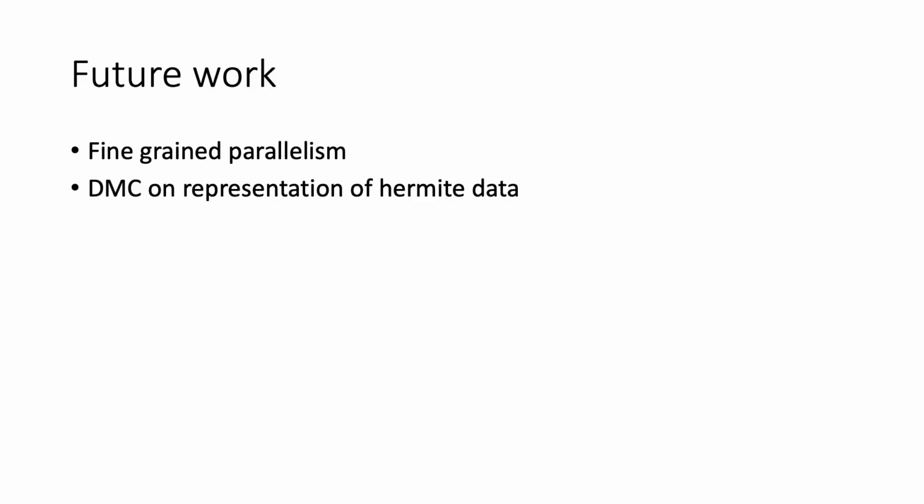Yeah, so some future work is to finish off this fine-grained parallelism and to extend our dual marching cubes implementation to work with a representation of the Hermite data that we have as input. So at the moment we're just using an implicit scalar function.